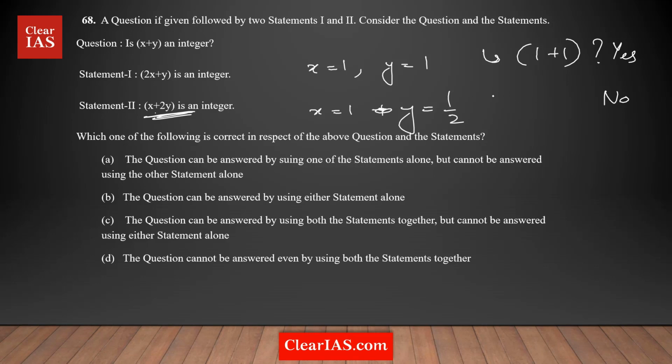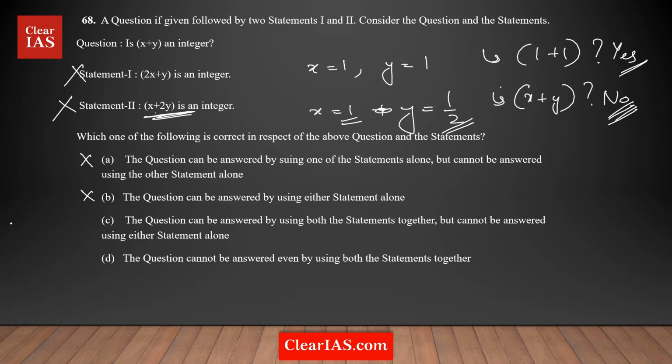So the question is asking, is x plus y an integer? It's a no, because when you're adding 1 plus 1 by 2, you're not getting an integer value. It's a fraction. So for that reason, you're getting a no. Again, for that same reason, you can eliminate that statement 2 is not sufficient to answer the question, because you're getting a yes as well as a no. So at this stage, you can eliminate option A and option B.